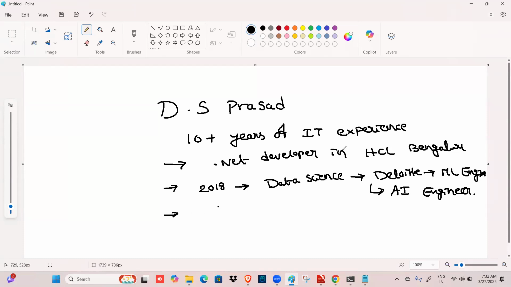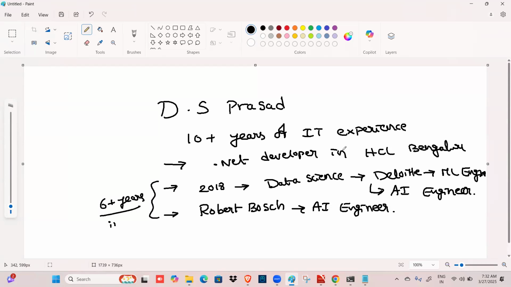like got a promotion, so AI engineer. And after that, recently I switched to Robert Bosch and am working as an AI engineer. I have almost 6+ years of experience in data science and AI. So this is about myself.